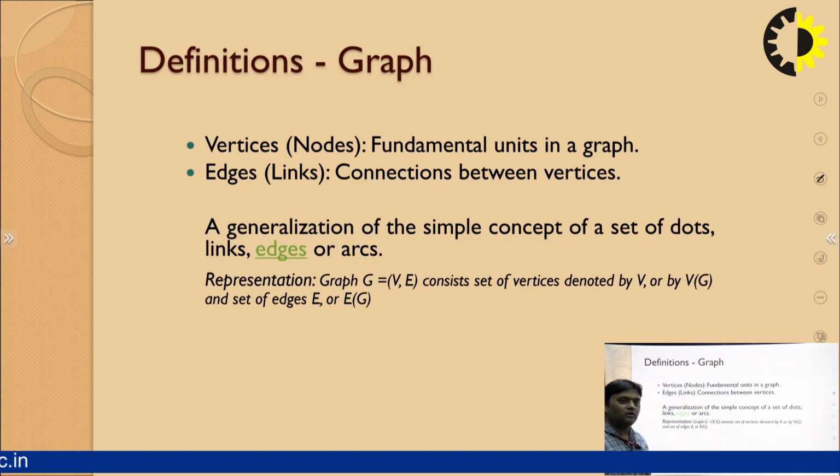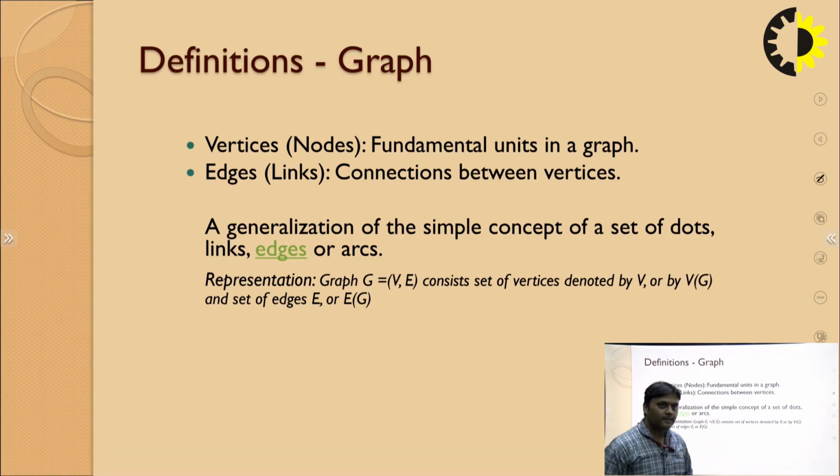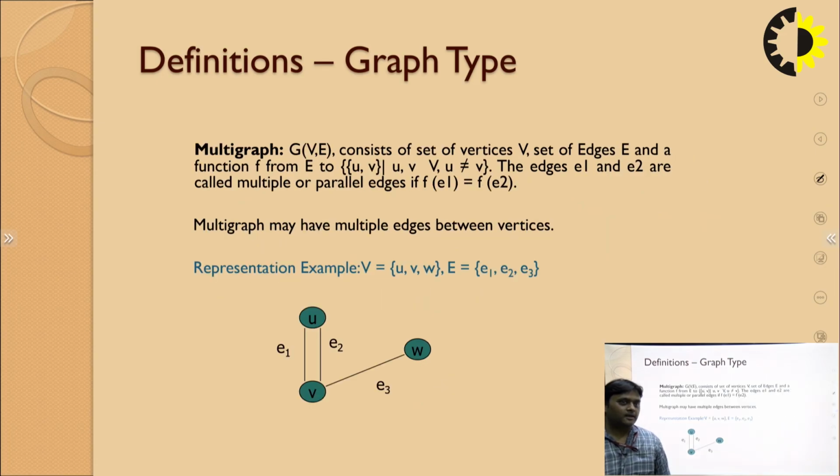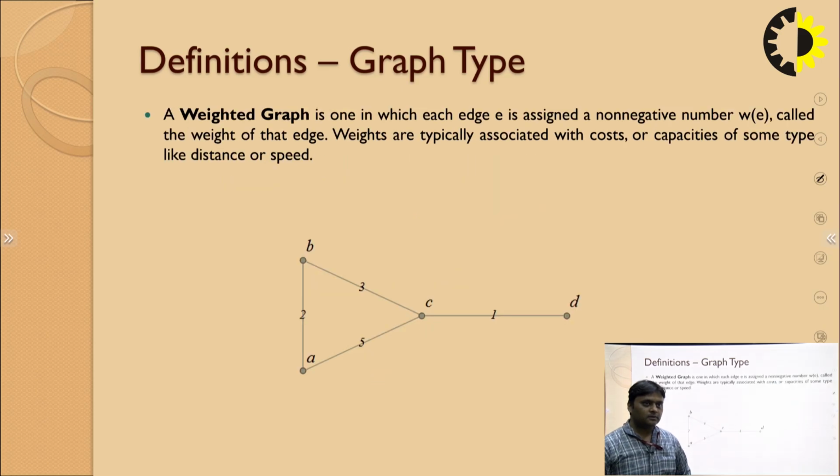A graph is a set of vertices and edges. Simple graph: if there is no parallel edge and no self loop between any vertices, then it is known as a simple graph. Multigraph: if there are parallel edges between two vertices, then the graph is known as a multigraph. Weighted graph: if a weight is assigned between two vertices, then the graph is known as a weighted graph.